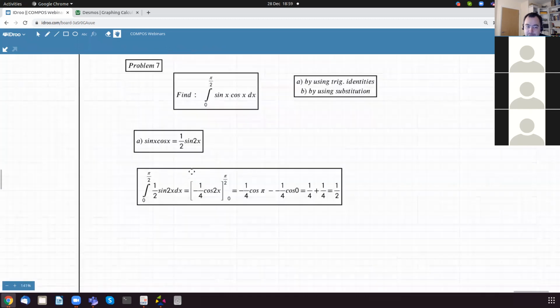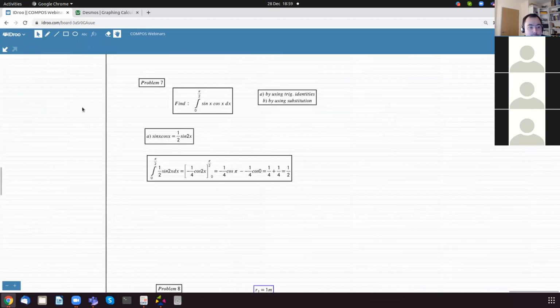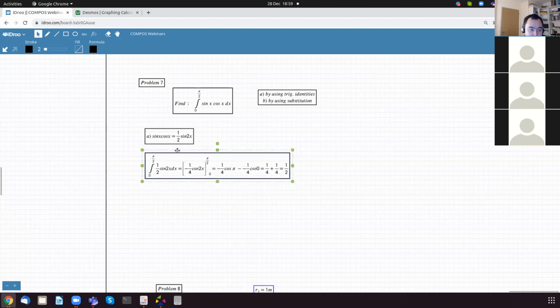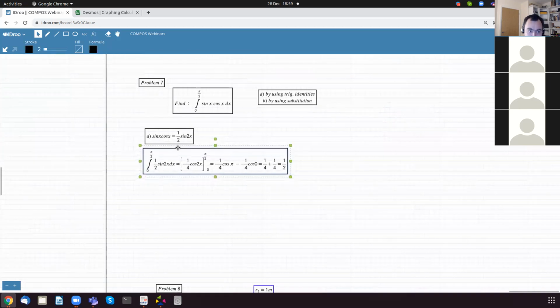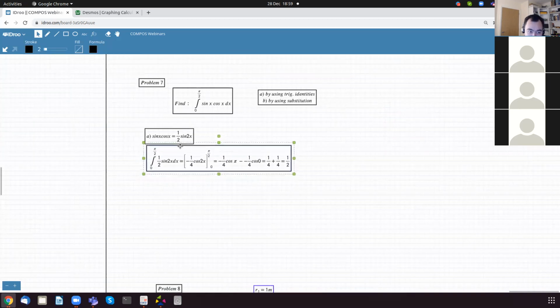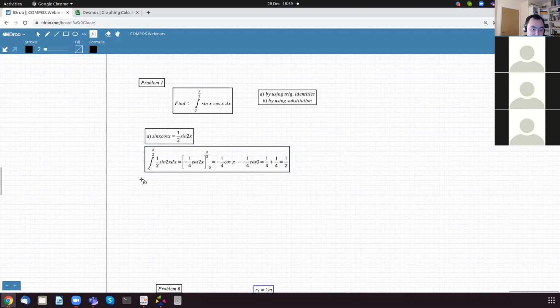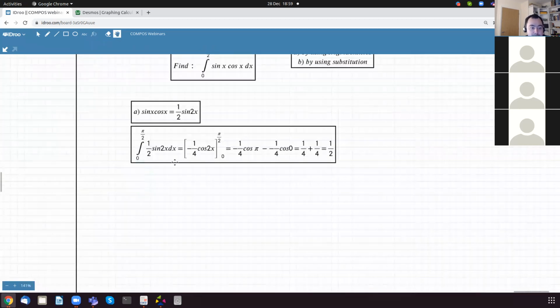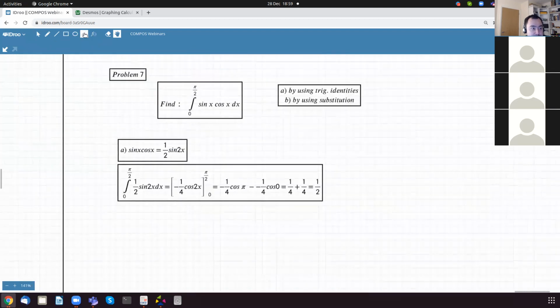So this is a very straightforward one. It only works because it's an easy trig identity. Some trig identities are not very nice, and you won't be able to do it like this. So by using substitution, so B.